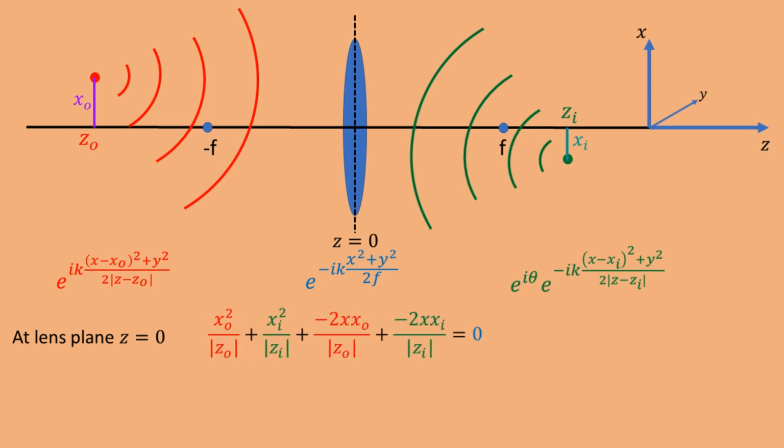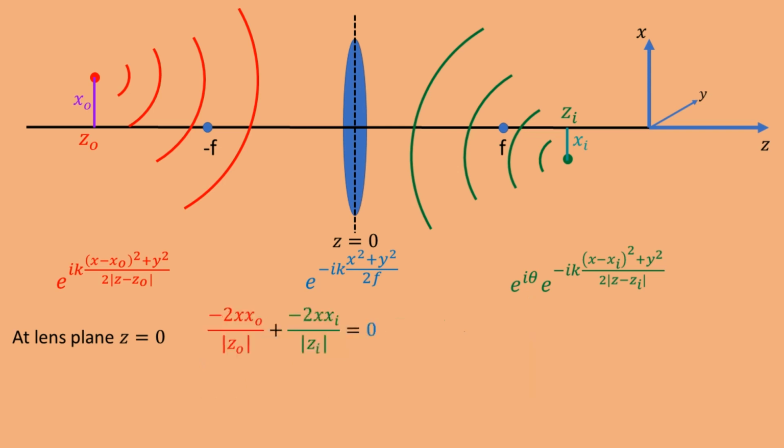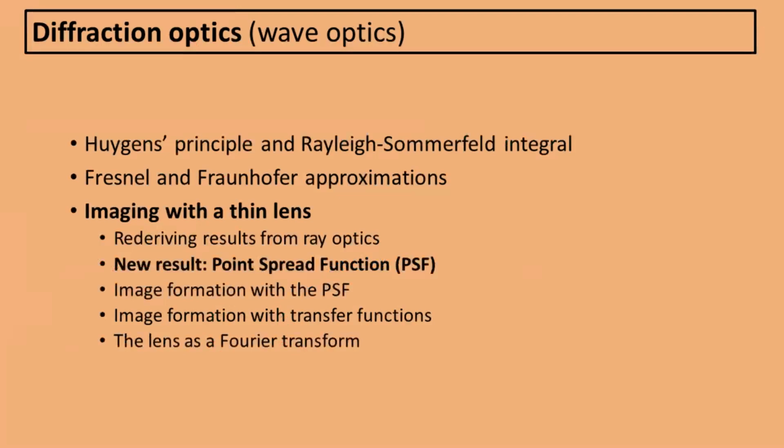Two of these terms don't depend on x, meaning that they don't vary with position, so they represent a global constant phase factor which is irrelevant for the propagation of the field. Cancelling out these terms, only 2 terms remain, which we can rearrange to obtain the formula for magnification that we also obtained using ray optics. So we've used wave optics to rederive results from ray optics, which gives us some confidence in the model we use.